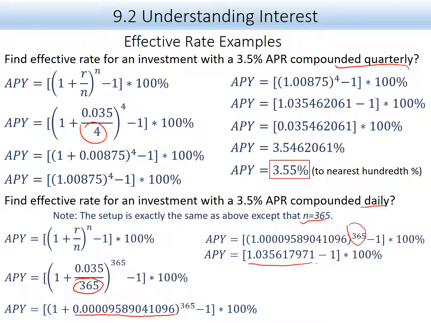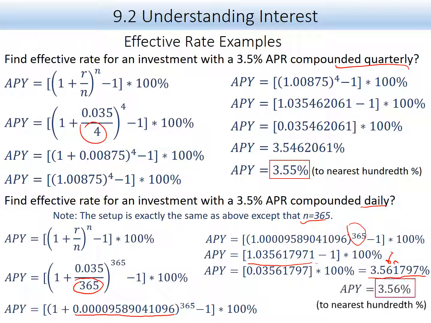And that gives you 1.035617971, and then you have to subtract 1 from that, and then multiply that by 100. And you will end up with 3.561797%. And again, if you want to round that to the nearest hundredth of a percent, you'll look here and notice that the digit after the 6 is 1, which is smaller than 5, so the 6 stays 6, and you'll get an APY of 3.56%.